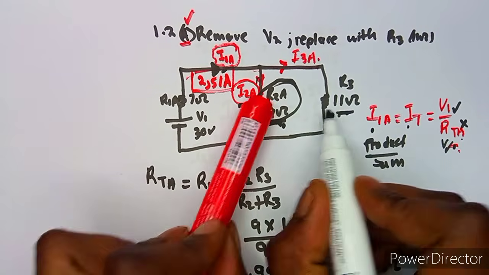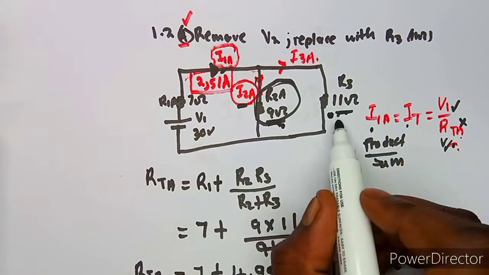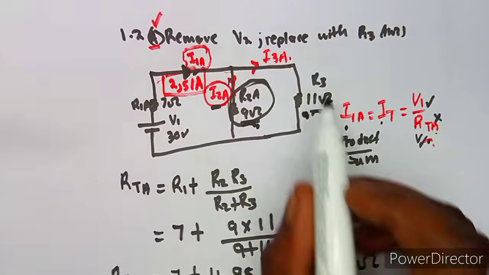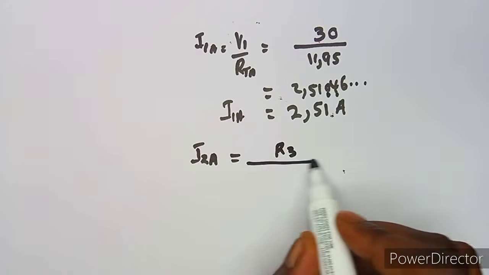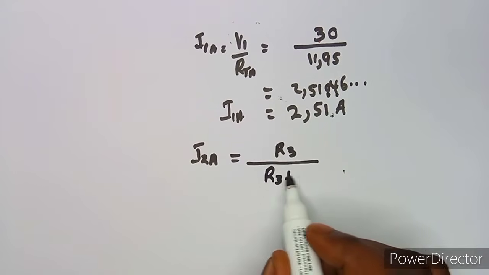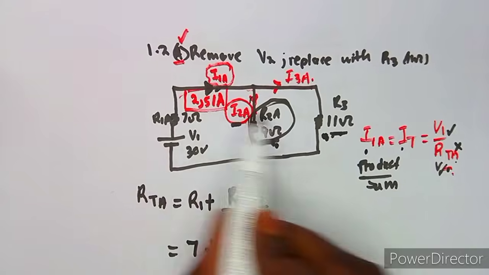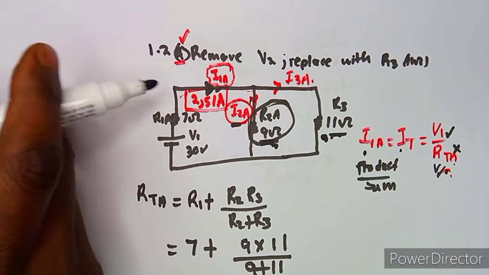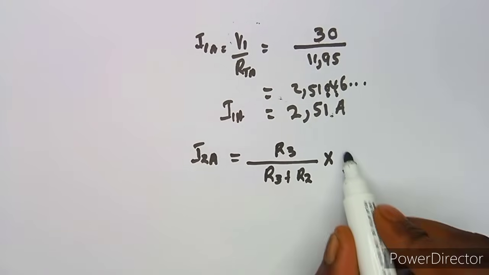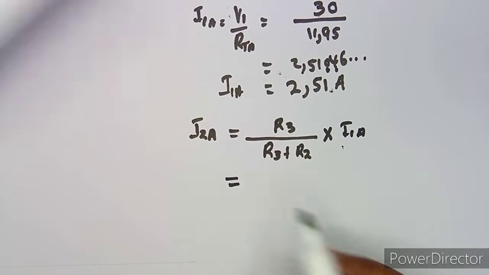So it's 11 over the sum of the 2 resistors. Okay, so you ignore this resistor, you use the next one. So let me just write the formula: R3 over R3 plus R2, times the supply current, which is the current flowing here that is supplying the circuit. So you're going to multiply by I1. All right, so that is the formula that we are going to use there.